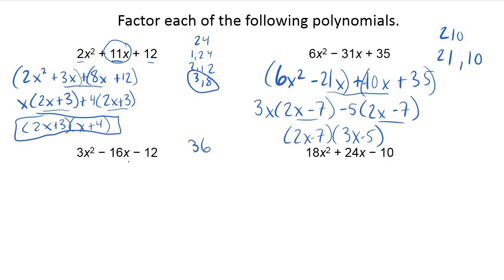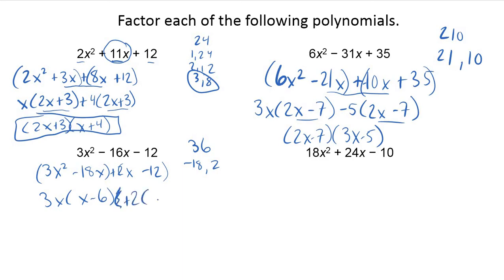So we've got 36, we want them to add up to make negative 16. Now they're going to be opposite in signs, and so negative 36, let's see, we could do negative 18 and positive 2 would work for us. And so 3x squared minus 18x plus 2x minus 12. And I'm going to factor these. 3x times x minus 6, plus 2 times x minus 6. So notice I've got x minus 6, 3x plus 2. If you say, wow, we did that fast, well, I've had a lot of practice.